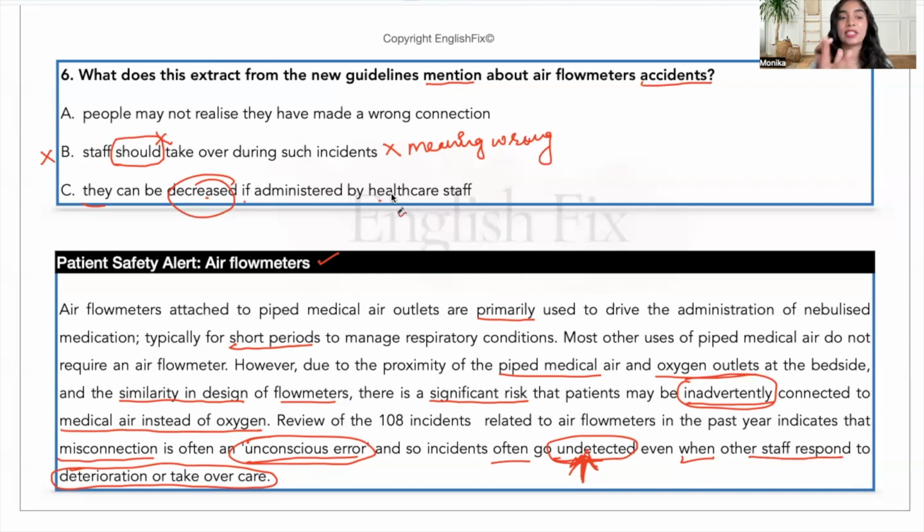So this answer option is saying so many things which have nothing to do with the paragraph, with the information that is actually given in the paragraph. So they can be decreased. Nah, I don't have this information, not given. Just like the previous information was wrong and not given. So it's clear that my answer option A is going to be the right answer.